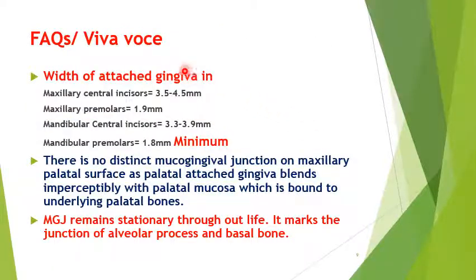These are the viva voce questions, like width of attached gingiva is 3.5 to 4.5 millimeter in maxillary central incisor region. Maxillary premolar shows almost 1.9 mm. Mandibular central incisors 3.3 to 3.9 mm. And mandibular premolars 1.8 mm. Minimum width is reported here. Lingually, posteriors have larger width of attached gingiva than the anterior ones. So almost 2 mm of attached gingiva is considered adequate.